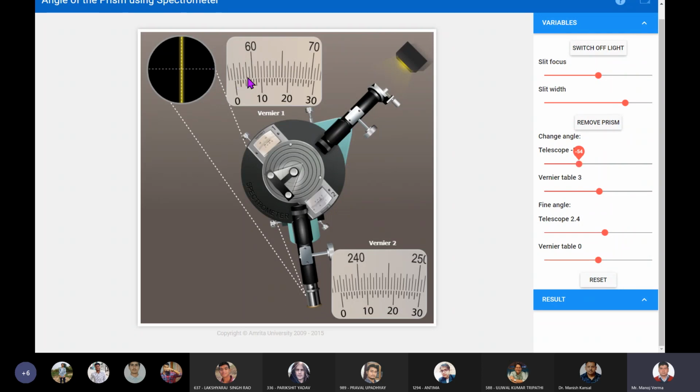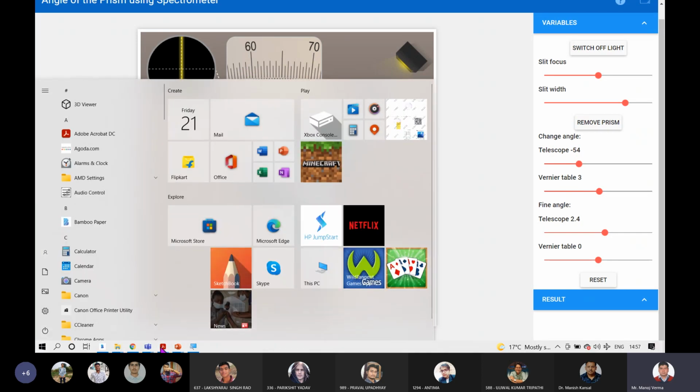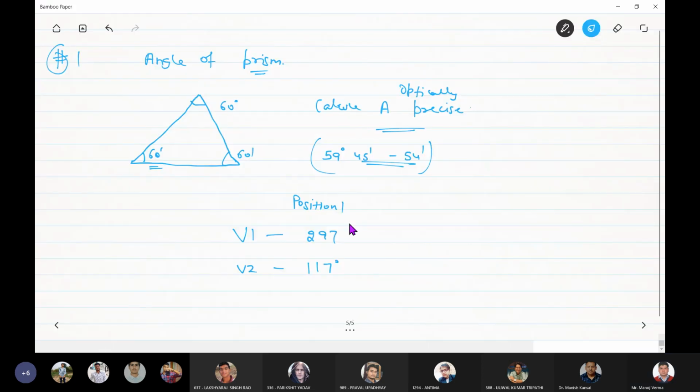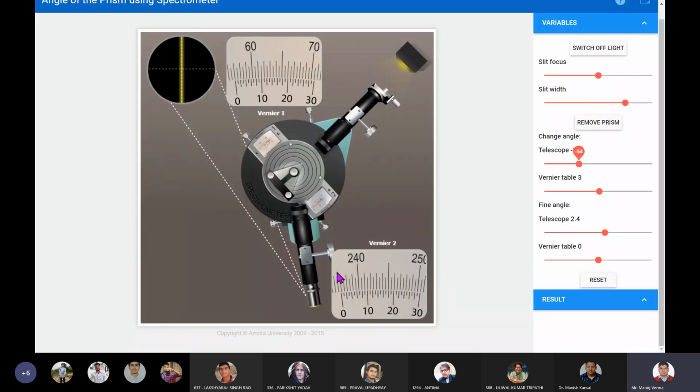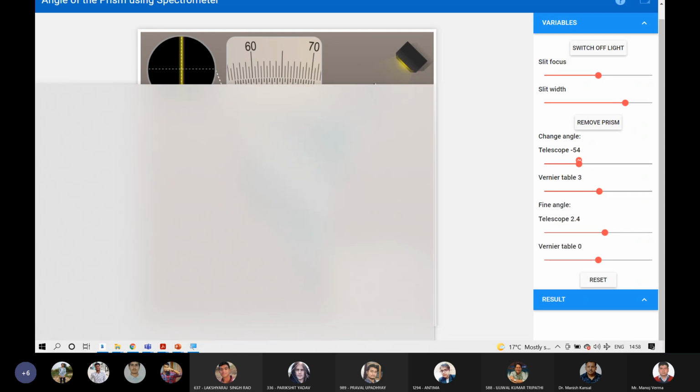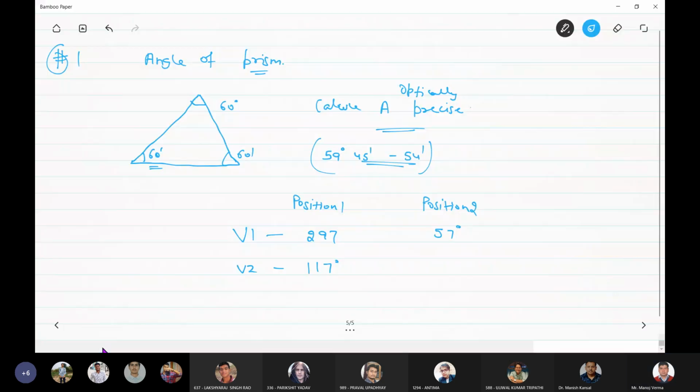These are actually on vernier scale 1. They are 60, 59, 58, 57. Right? So on vernier scale 1, the observation is 57. In position 2, the vernier scale reading is 57 degree. Right? And vernier 2, in the same position, is showing me the observation 39, 38, 37. Okay, roughly it is 237 degree.